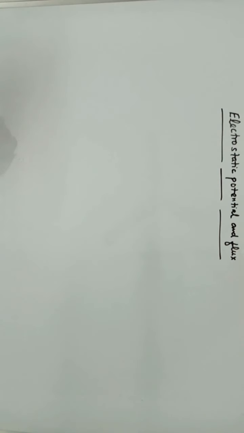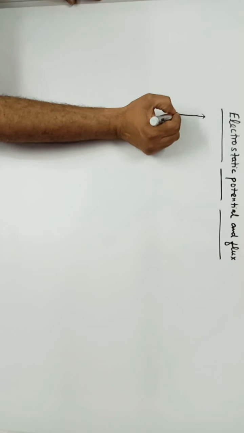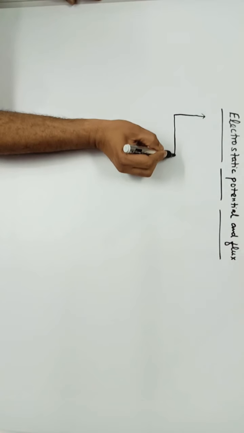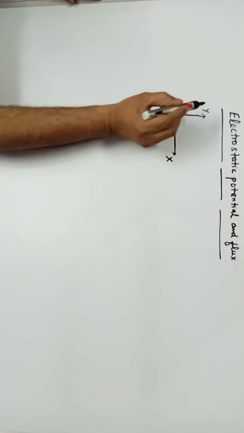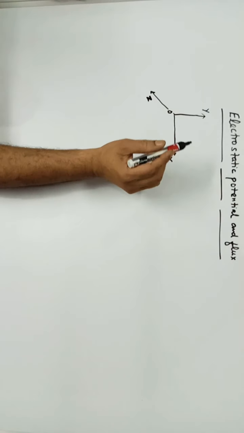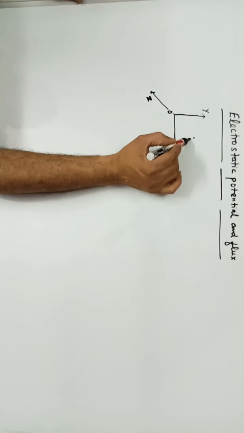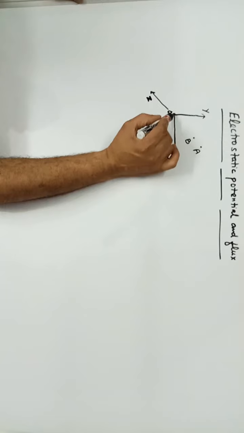Now next one is electric potential difference. Difference means there are 2 points. So we explain electric potential difference between the 2 points. This is the origin O, x-axis, y-axis, and this one is the z-axis. There are 2 points, one is B and the other is A. We join this line.